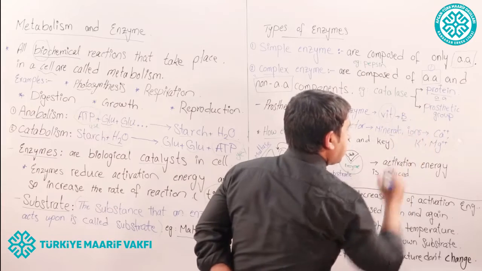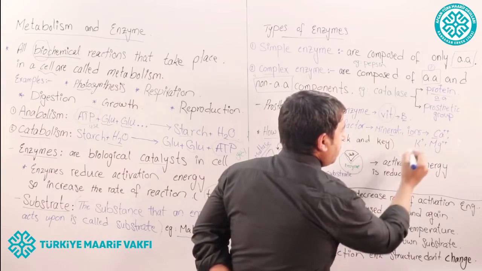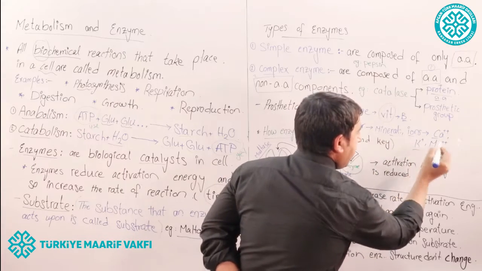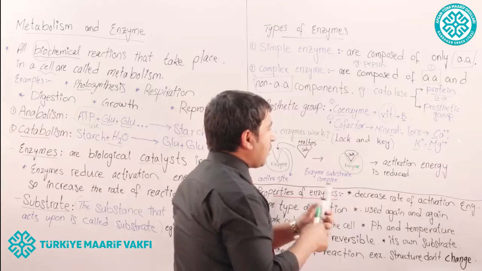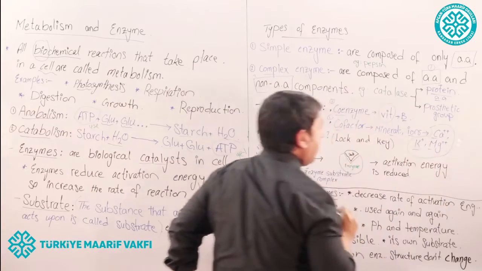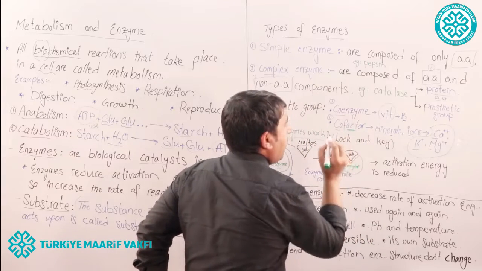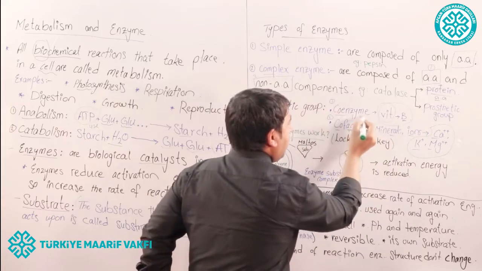Minerals or ions. For example, calcium, potassium, magnesium. So these are the examples of cofactor. Calcium, magnesium and potassium, these are the examples of cofactor. And a vitamin, like vitamin B, is the example of coenzyme.